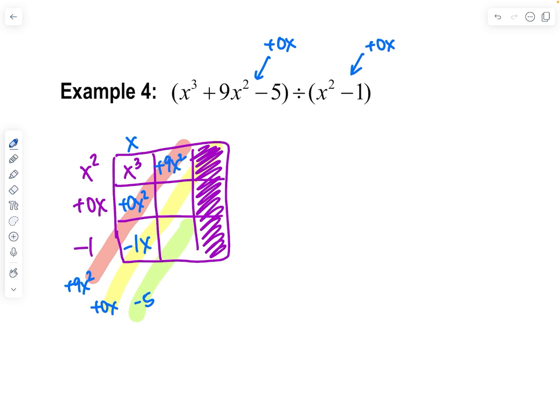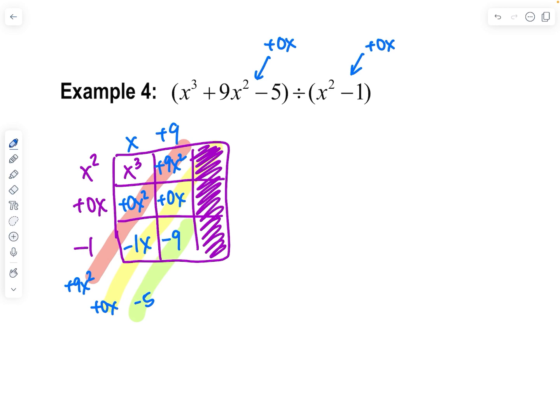Okay, and so I ask myself again, what times x squared gives me 9? So that will be a positive 9. Okay, the reason why I crossed out the third column is because the 9 is the constant. There's nothing that comes after the constant. So 9 times 0x, anything times 0 is 0, so that's 0x there. 9 times negative 1 is negative 9.